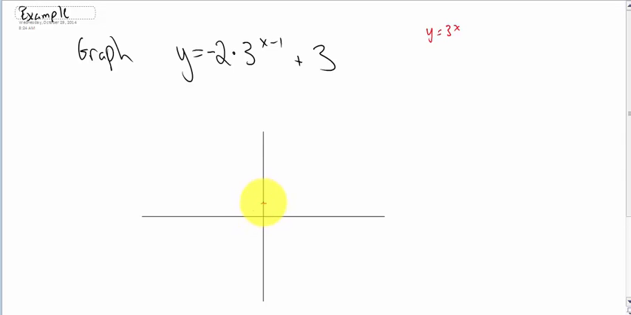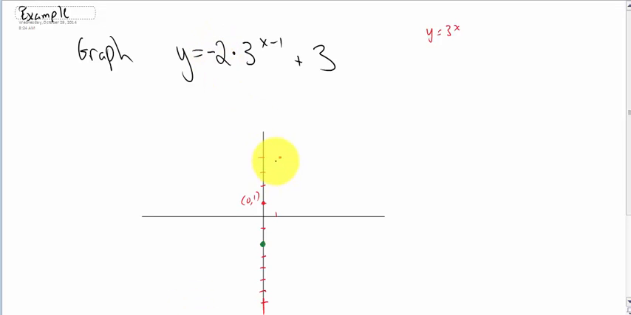So for this one, (0, 1) and (1, 3), and my curve would be going like that. But that's not the curve that I want to graph. We need to stretch it by a factor of 2 and reflect it across the x-axis. So this point gets stretched by a factor of 2 and then reflected across, so it is now at -2.